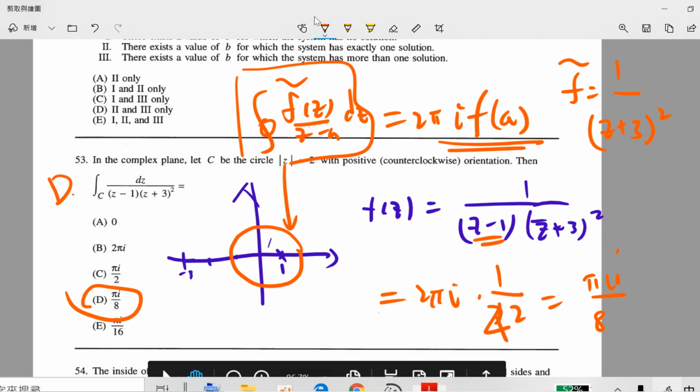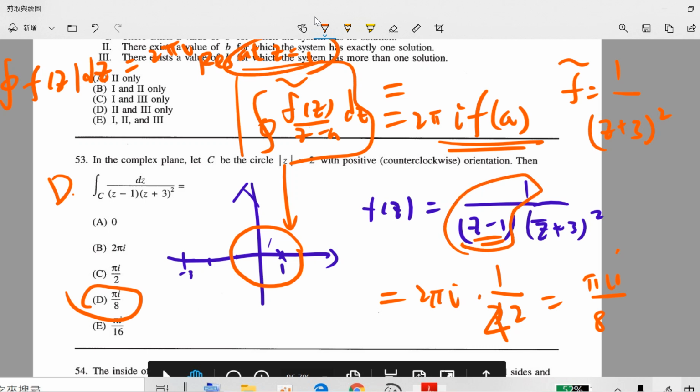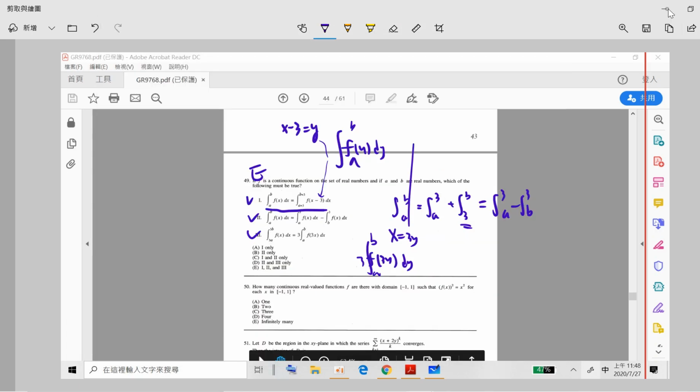Or okay, you can write it as you like. If you like, you can write it as 2 pi i times the residue at z equals 1, and then you know it's a simple pole. The order is 1, so you just plug 1 into the other parts. So the answer is D. Simple enough.